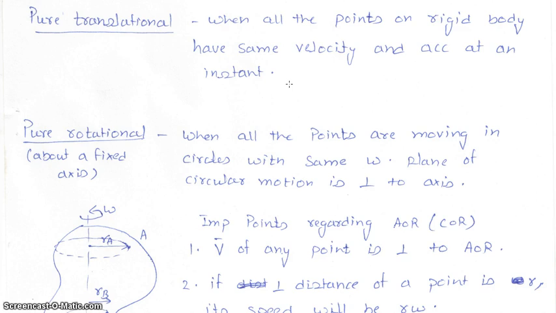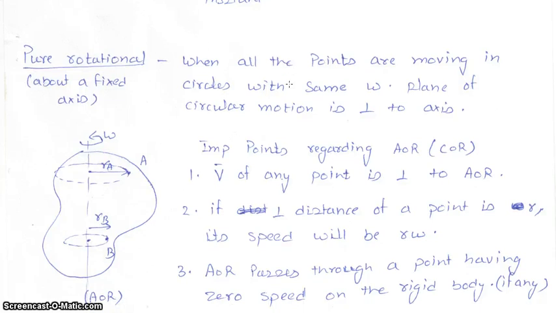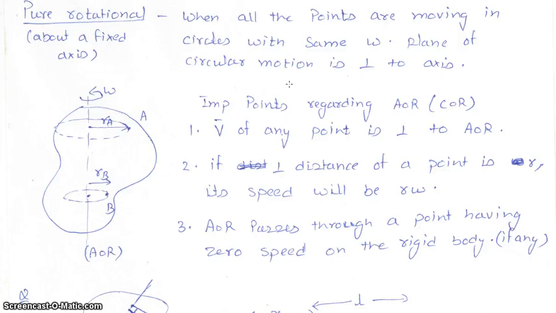Pure translational motion: when all the points on the rigid body have the same velocity and acceleration at an instant, at that instant the body is in pure translational motion. And pure rotational motion: all the points on the moving body are moving in circles with the same angular velocity.